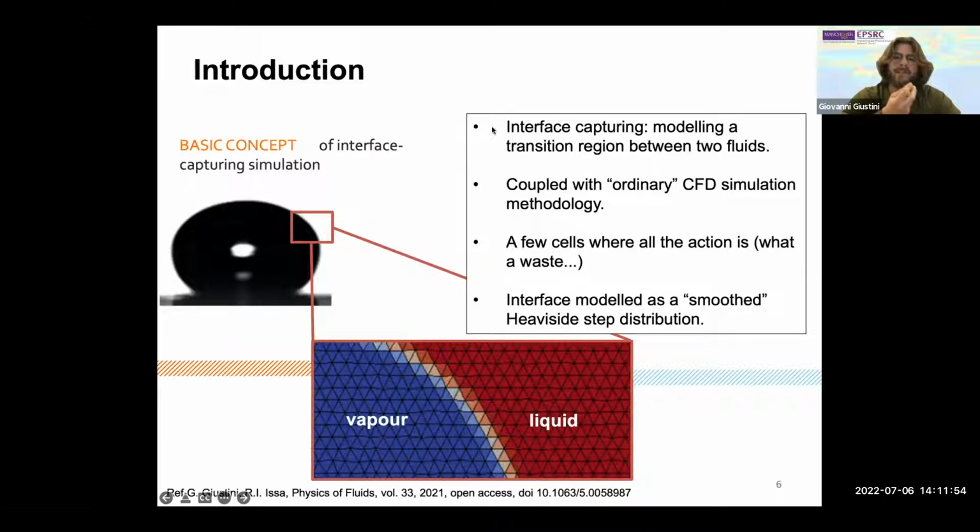Interface capturing is a technique that is used to model the transition region between two fluids. For example, if you want to model bubble behavior, you have the curved surface of a bubble, and the interfacial region is basically a very narrow and thin region separating the vapor and the liquid. Now, this is the representation of this interfacial region in the CFD domain.